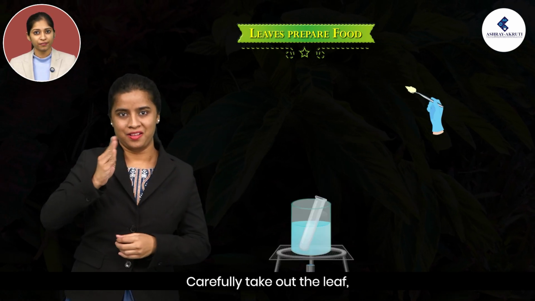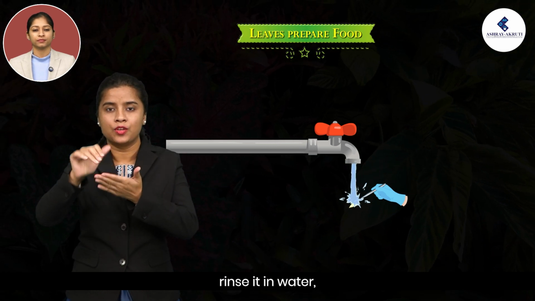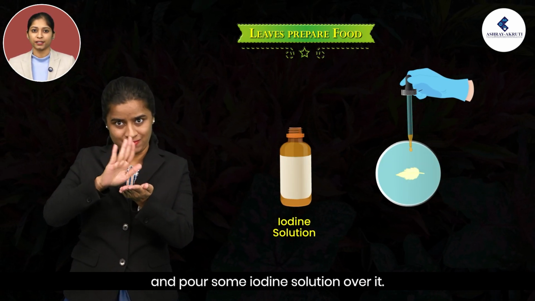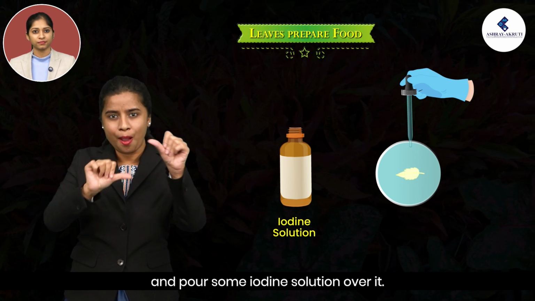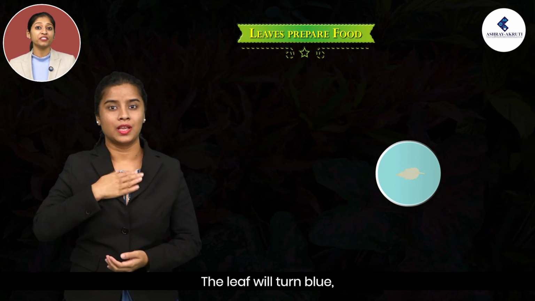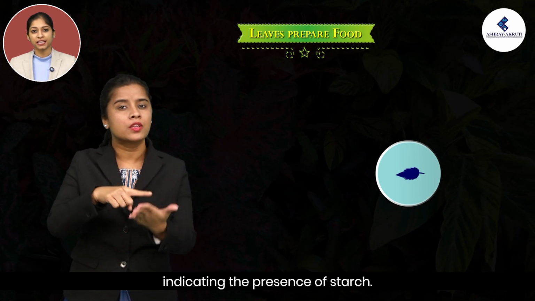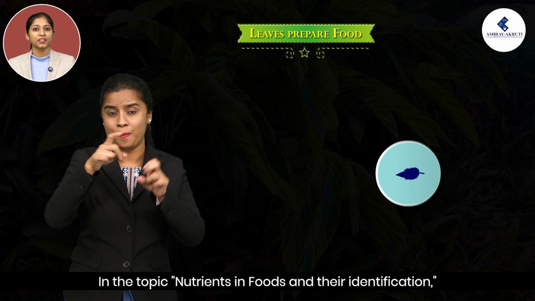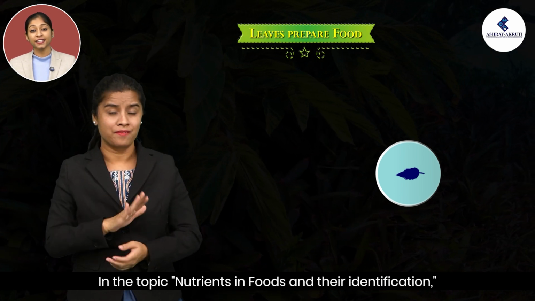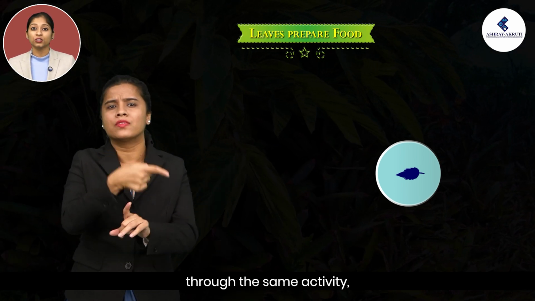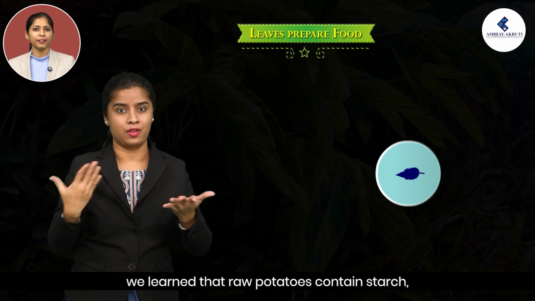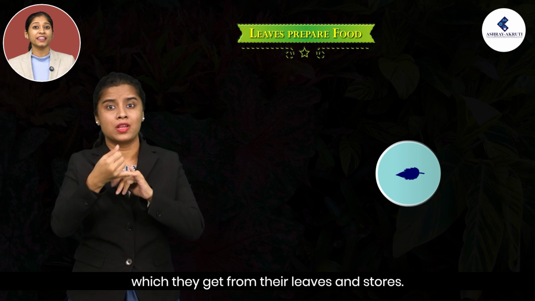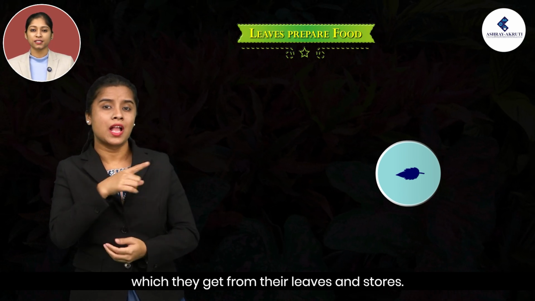Carefully take out the leaf, rinse it in water. Place it on a watch glass and pour some iodine solution over it. The leaf will turn blue, indicating the presence of starch. In the topic, nutrients in foods and their identification, through the same activity, we learned that raw potatoes contain starch, which they get from their leaves and stores.